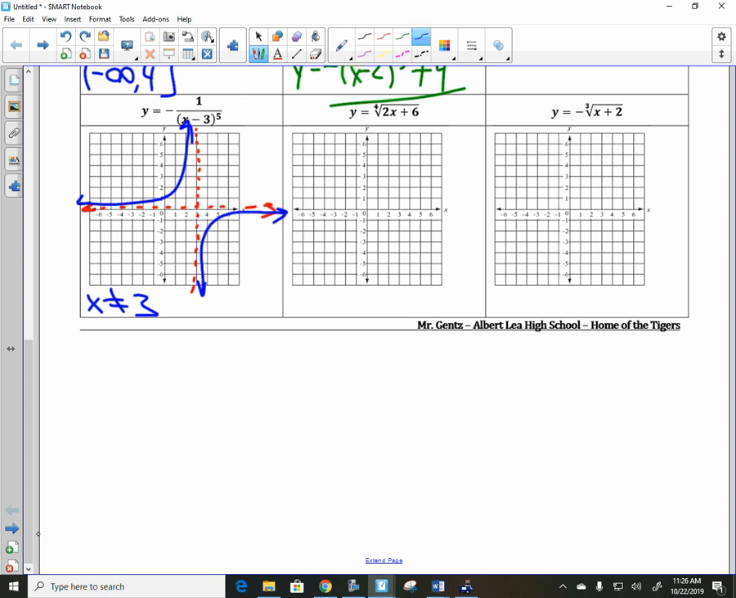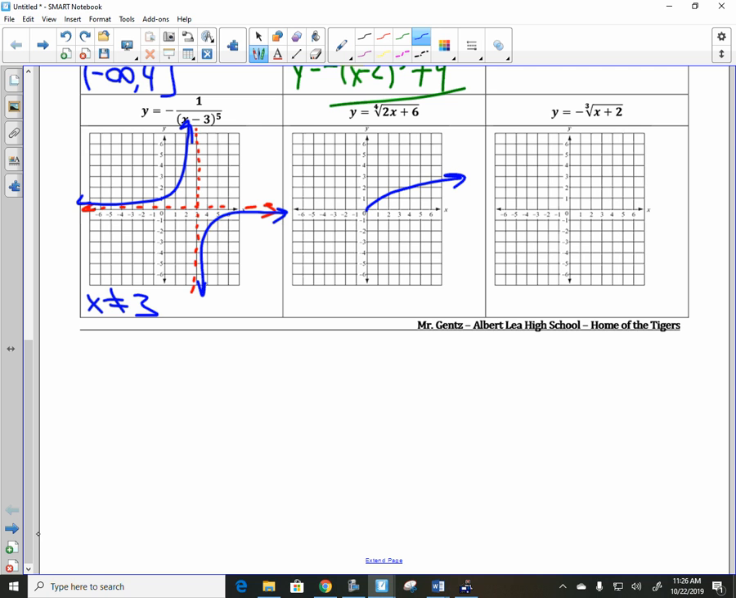Fourth root. Do you think that's going to look more like a square root or a cubed root? Square root. It wants to look like this. And now you're like, okay, I got that, Mr. Gantz, but there's 2x plus 6 on the inside. Well, hey, it's all on the inside, isn't it?